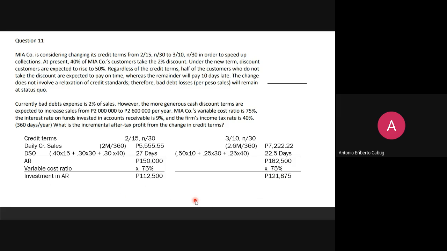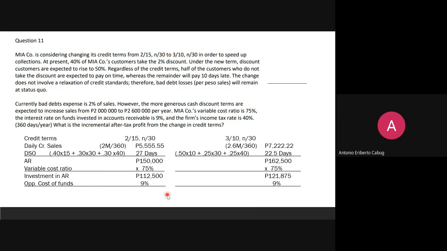Yung pera na pinuhunan natin, hindi natin magamit sa ibang bagay. Yung pera na yon, pwede sana natin i-invest sa ibang bagay. We could have used the money for something else, like invest in other things earning 9%. The interest rate on funds invested in AR is 9%. Hindi natin magawa yon dahil nakatali sa AR yung pera natin. The funds that are trapped in your AR, kasi hindi pa nako-collect. We could have used it for investment and we could have been earning 9%.